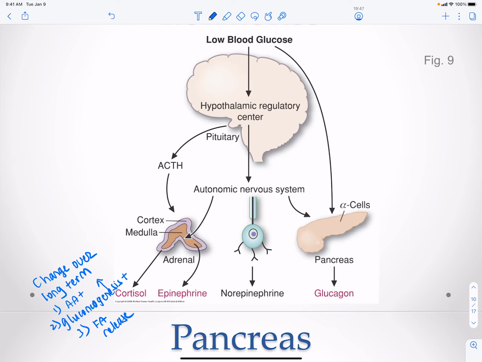Now your epinephrine, norepinephrine are going to mobilize fuels also. And these are going to have some sort of acute state, so acute stress.